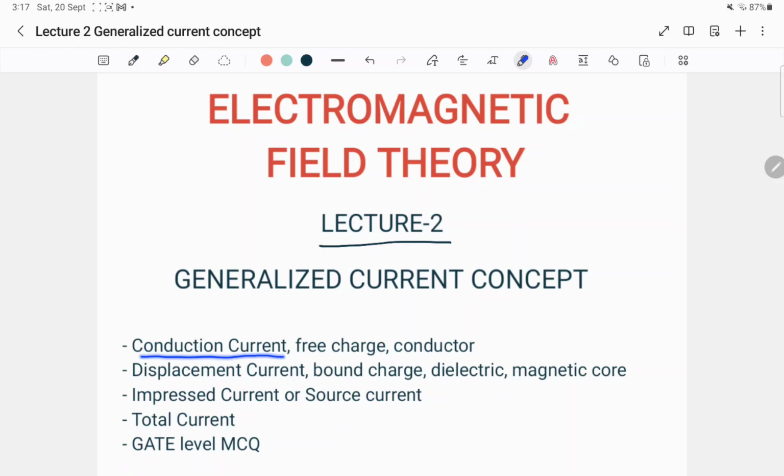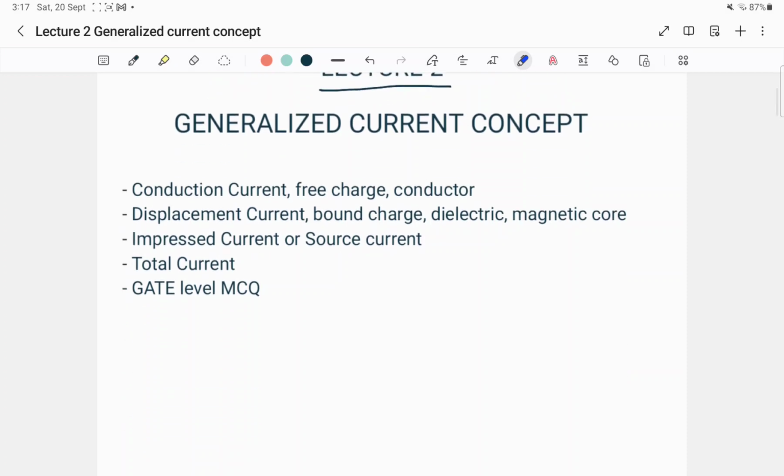So these three terms have been written together because they are interrelated to each other. Similarly, displacement current, bound charge, dielectric material and magnetic core are also interrelated to each other. That is why they have been written together. So let us start this lecture.